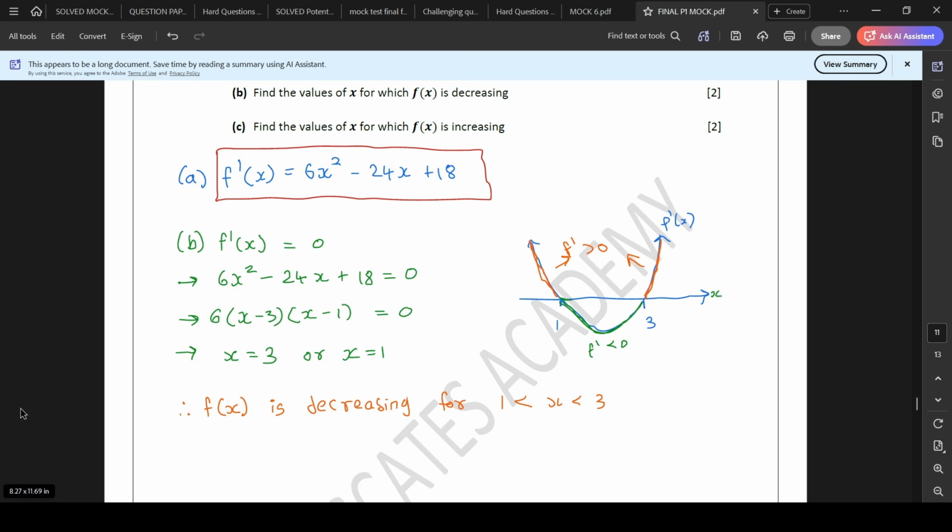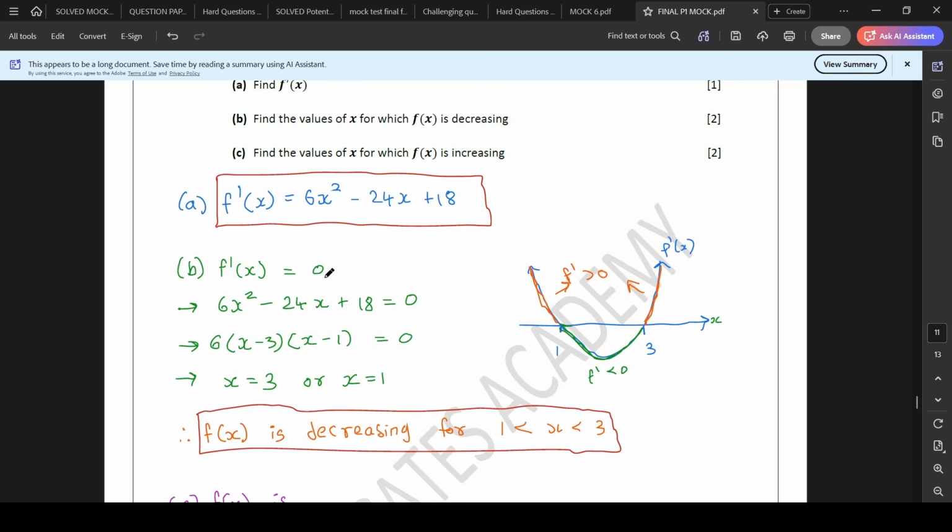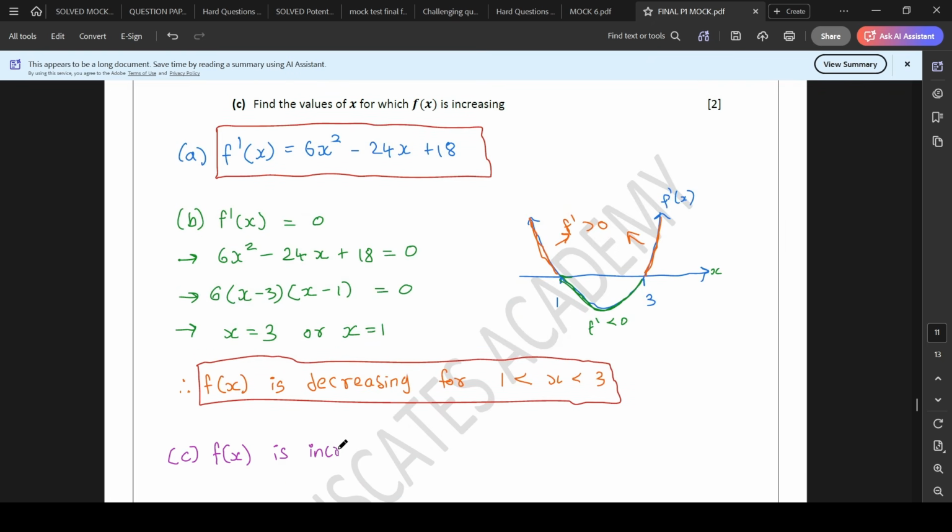And the conclusion for part C, let me first highlight this conclusion. And the conclusion for C, let me use my favorite color. f of x is increasing. I hope it was increasing. Yeah, is increasing for when x is either less than 1 or greater than 3. Either on this side, you can say your graph was increasing, or on this side, the graph was increasing. Okay. So this is the answer for my last part.